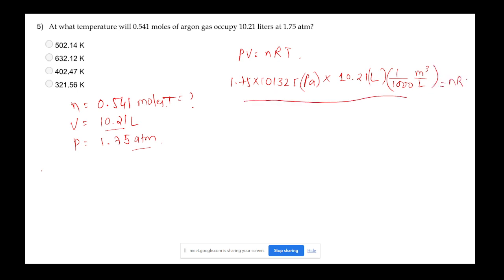Which is nothing but nRT. If you put up the values, then T equals to... n is also given as 0.541, and R is nothing but, for SI unit, 8.314. Now putting up the values and finding out the temperature, it comes out to be 402.5, which is option number C, 402.47.